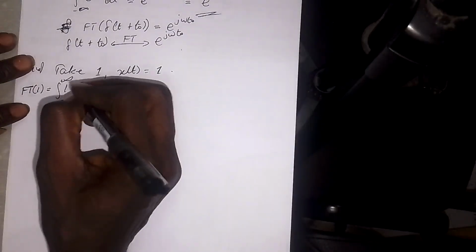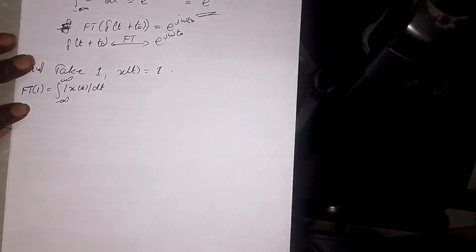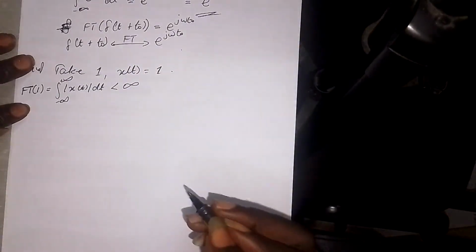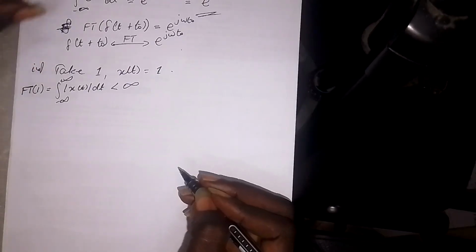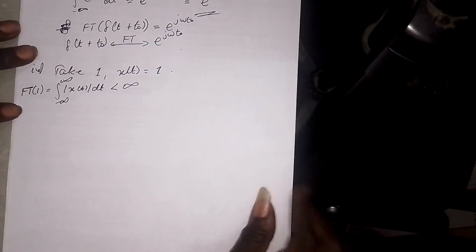So for this x of t, I have to take the modulus of it, because it could be negative or positive. So the integral of the modulus of x of t dt must be less than infinity. Before any signal can have a Fourier transform, the integral of that signal must be less than infinity, as told by the Dirichlet condition.